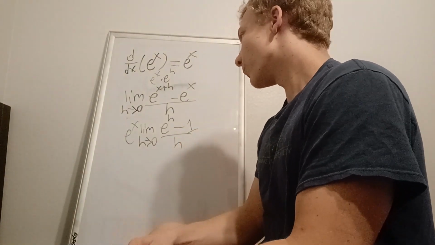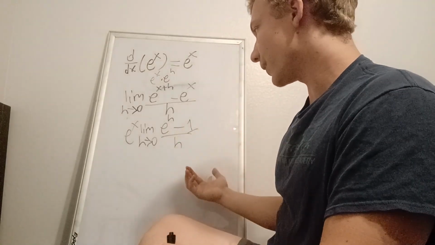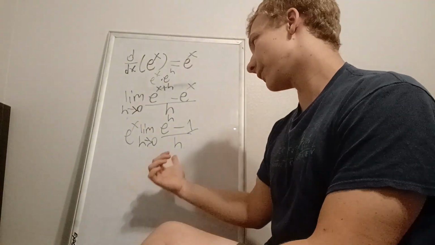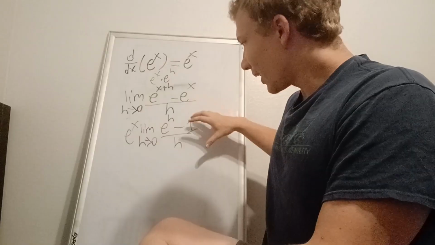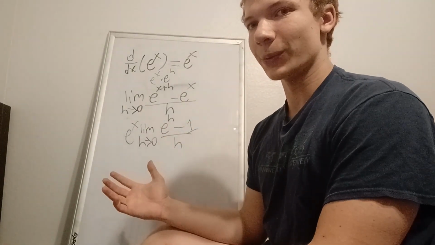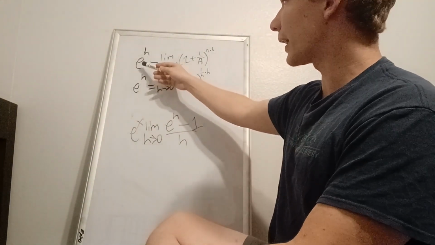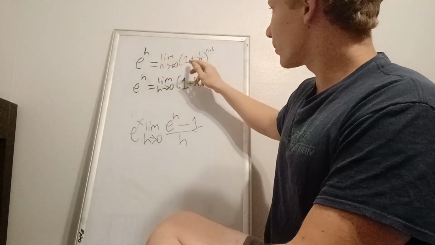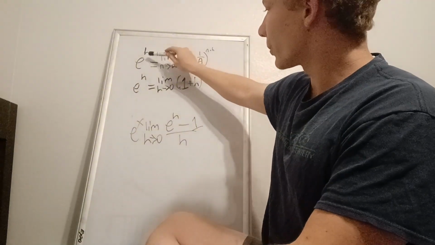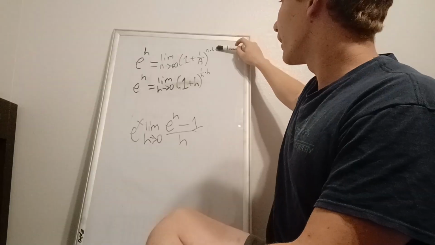Now looking at this, we still have a problem of 0 over 0, right? e to the h, when h is 0: anything to the 0 is 1, so it's 1 minus 1, which is 0 on the top, and then of course 0 on the bottom. So we can't simplify this just yet. However, there's a very neat trick we can do here. What we're going to do is use our definition of e that we had earlier, where e is equal to this limit of (1 + 1/n) to the n, and then since we're raising it to the h power, we just multiply the power by h on this side as well.